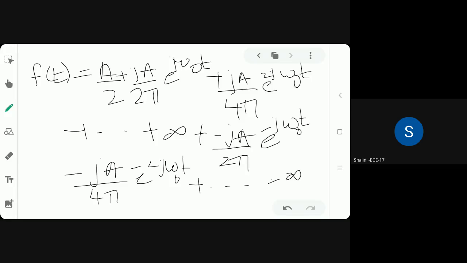So with whatever we have derived in today's class, with this answer we will relate Fourier series and the trigonometric and exponential Fourier series in the next class.